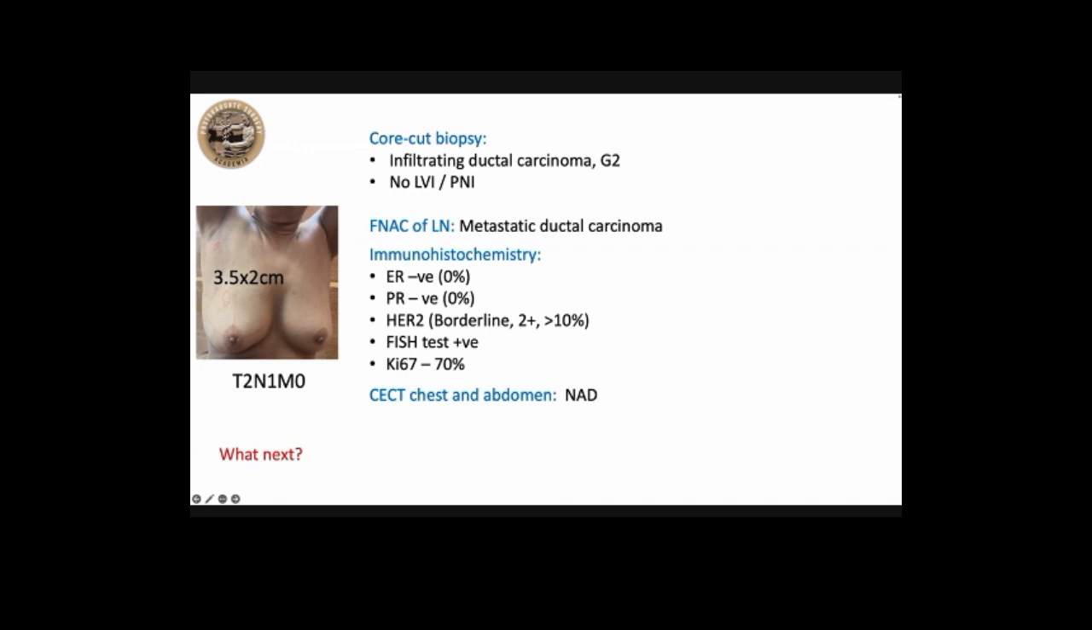Okay then. Any question? In this patient also, is genetic testing recommended, as in triple negative? No, this is not triple negative. This is HER2 positive. For HER2 positive, genetic testing is not recommended. No, sorry.